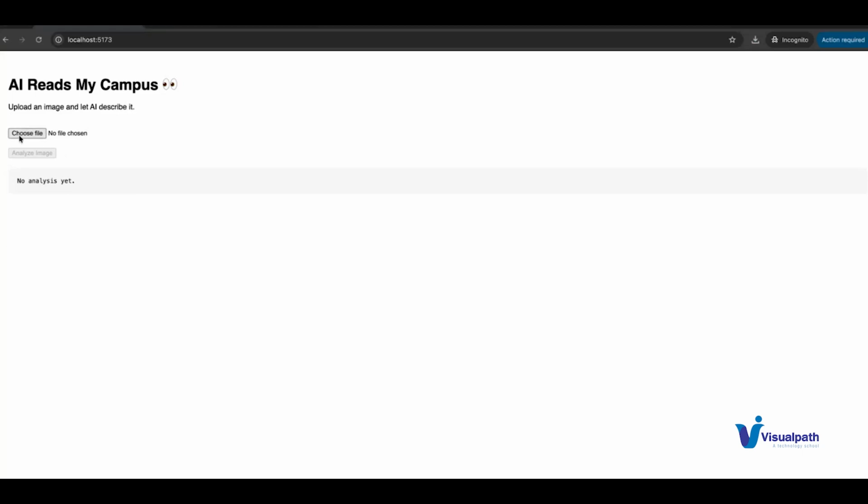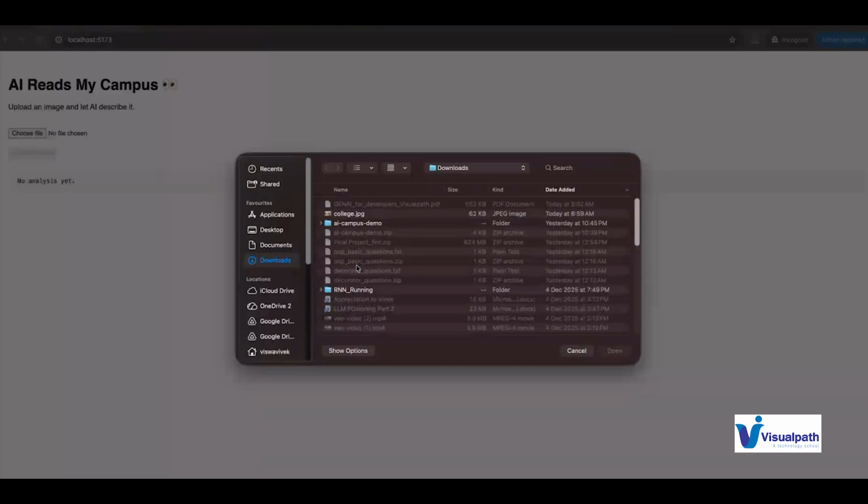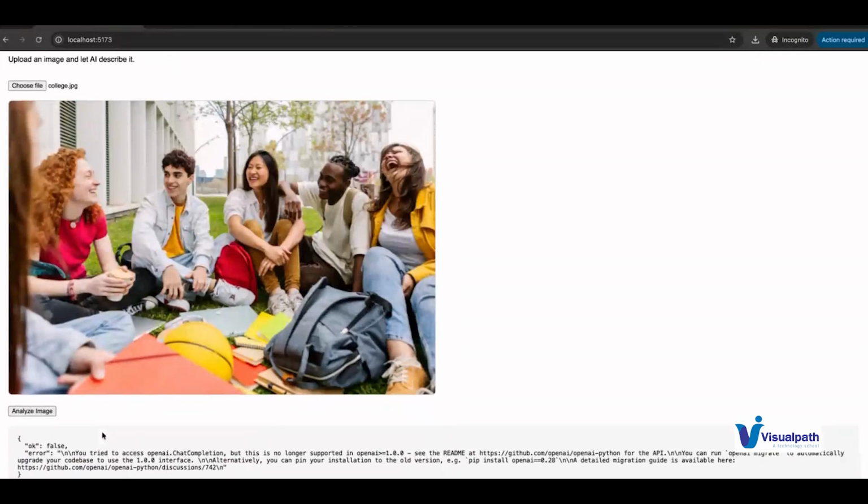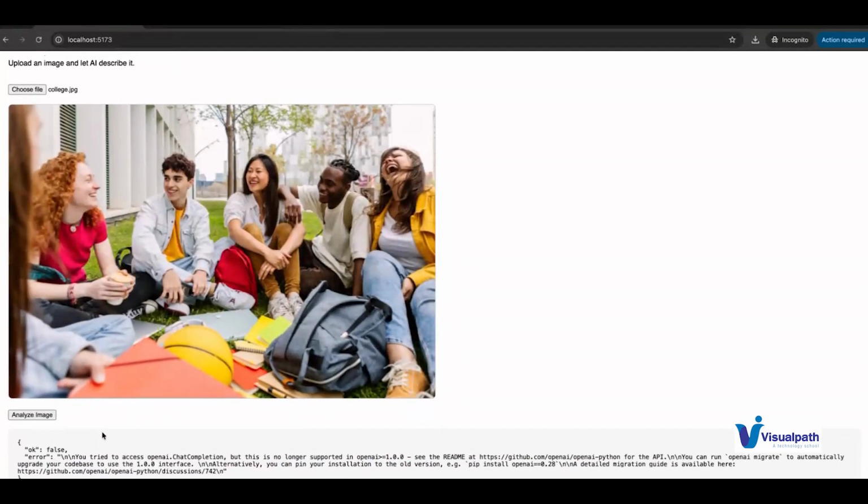So choose a file, and I'm trying to analyze. You try to access open strategy, but this is no longer supported. Here's some error with the versioning. Okay, here I got an error with the versioning. However, in a nutshell, I think you understood what exactly I would like to show you.